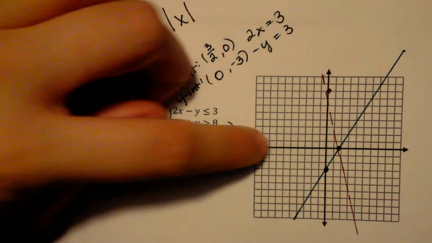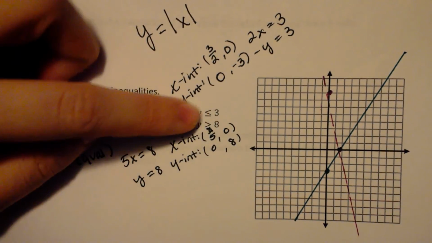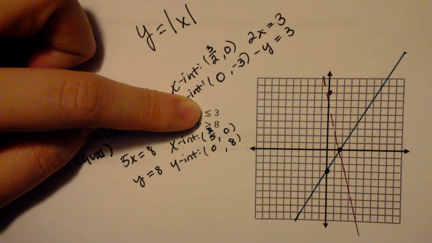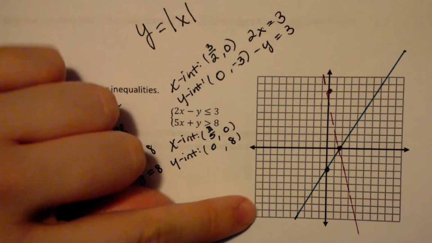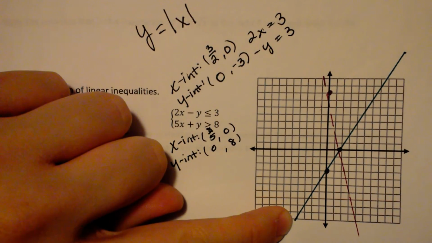I'm going to look at the point 0, 0. It's my test point. If I put 0, 0 into here, my left side's 0, and I have 0 is less than or equal to 3. So for my green equation, my green line, I'm going to shade above.